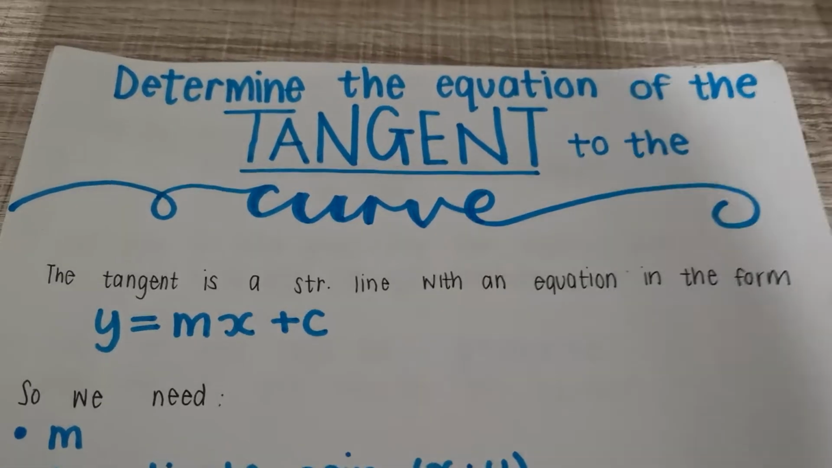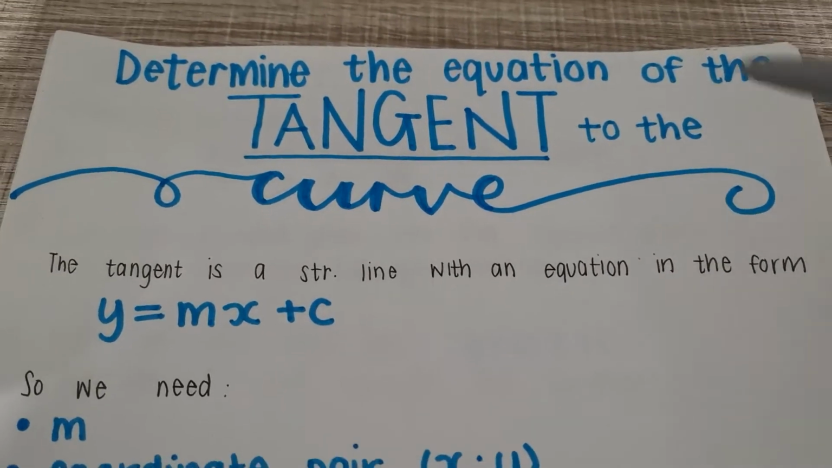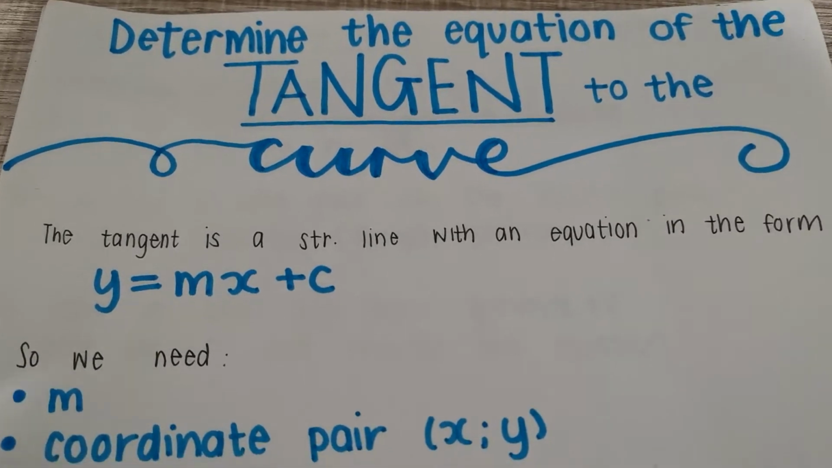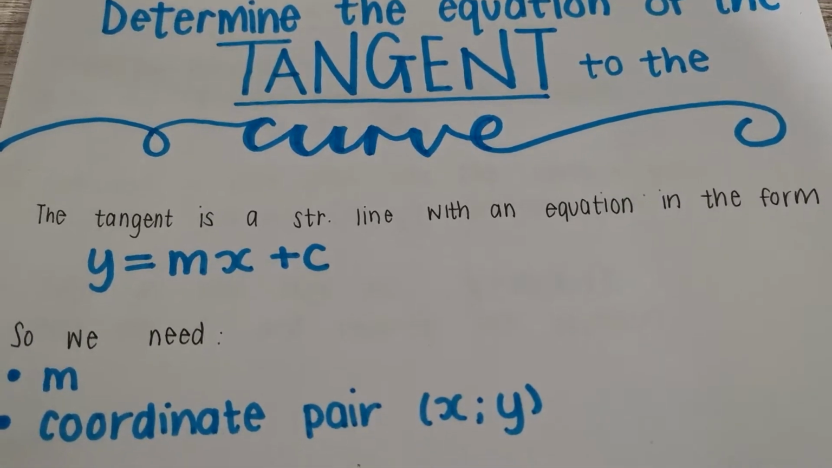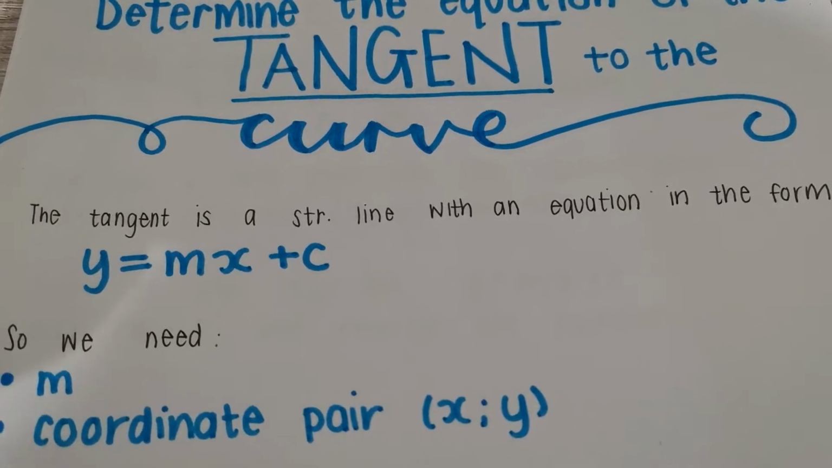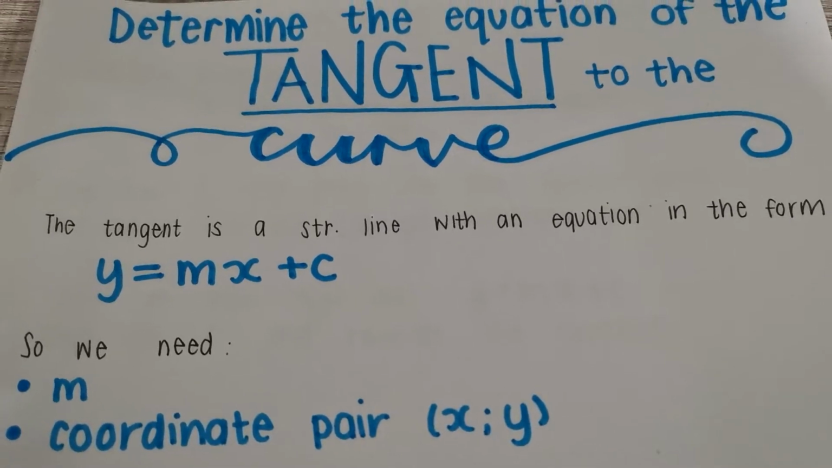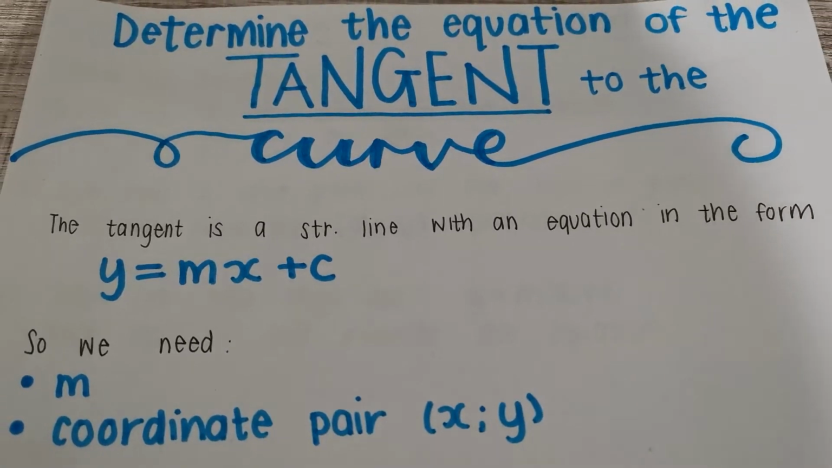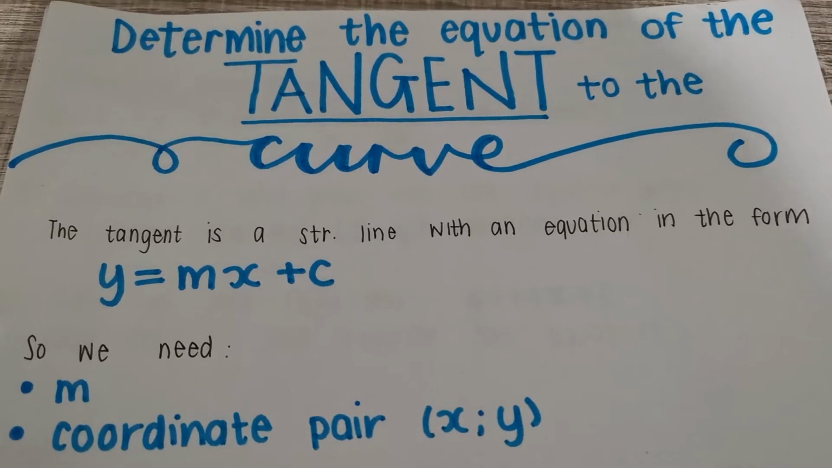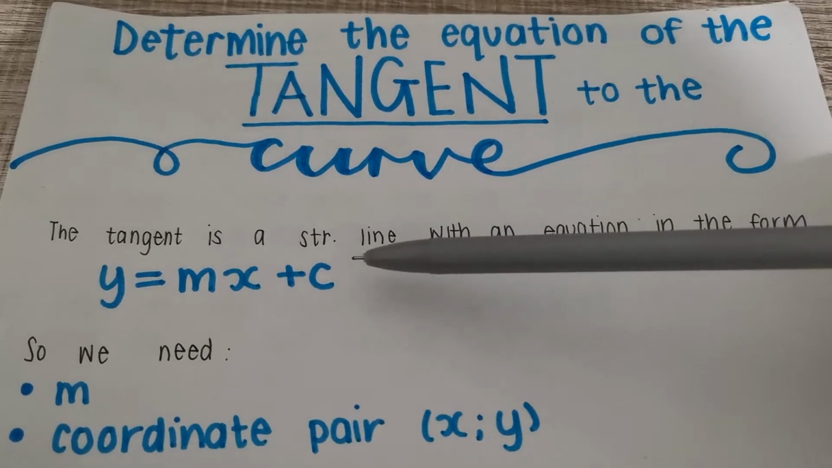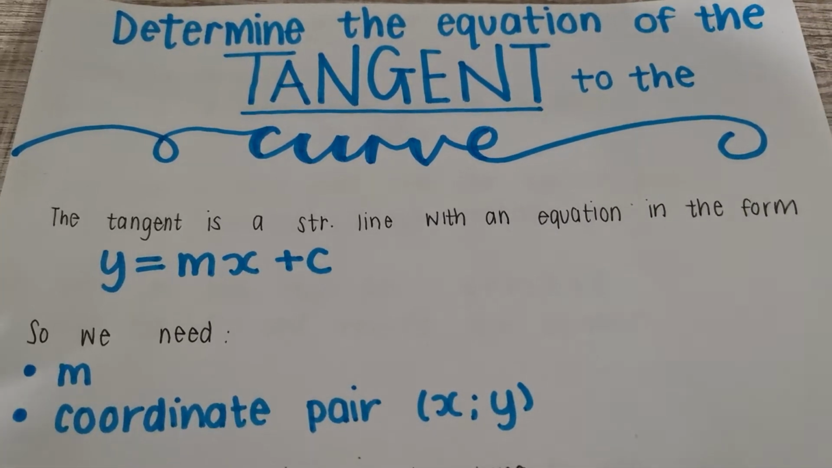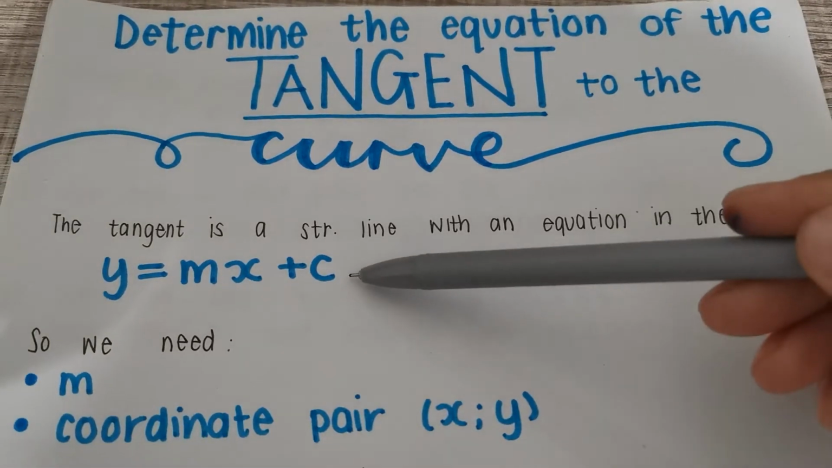Hi, grade 12s. So we're going to quickly chat about determining the equation of the tangent to the curve. Very similarly to how we were doing it in analytical geometry, where you had to first work out the gradient of that tangent. Then you had to use that coordinate point where the tangent meets the circle, and you substituted it into this equation y equals mx plus c. So we're doing something very similar in terms of the y equals mx plus c.